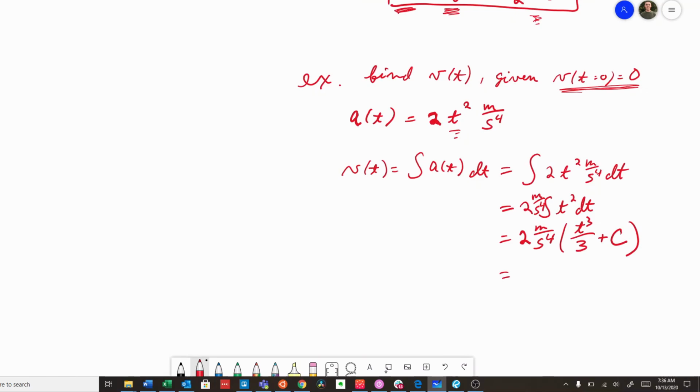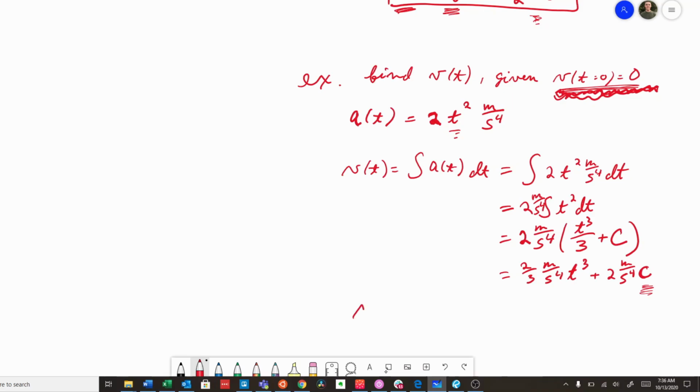So what do I have? Well, I have 2/3 meters per second to the fourth t to the third plus 2 meters per second to the fourth times this arbitrary constant c. And now I just plug in my given values here to get the value of the arbitrary constant. So these are called boundary conditions or initial conditions. You can plug them into these functions to get rid of the arbitrariness of the arbitrary constant.